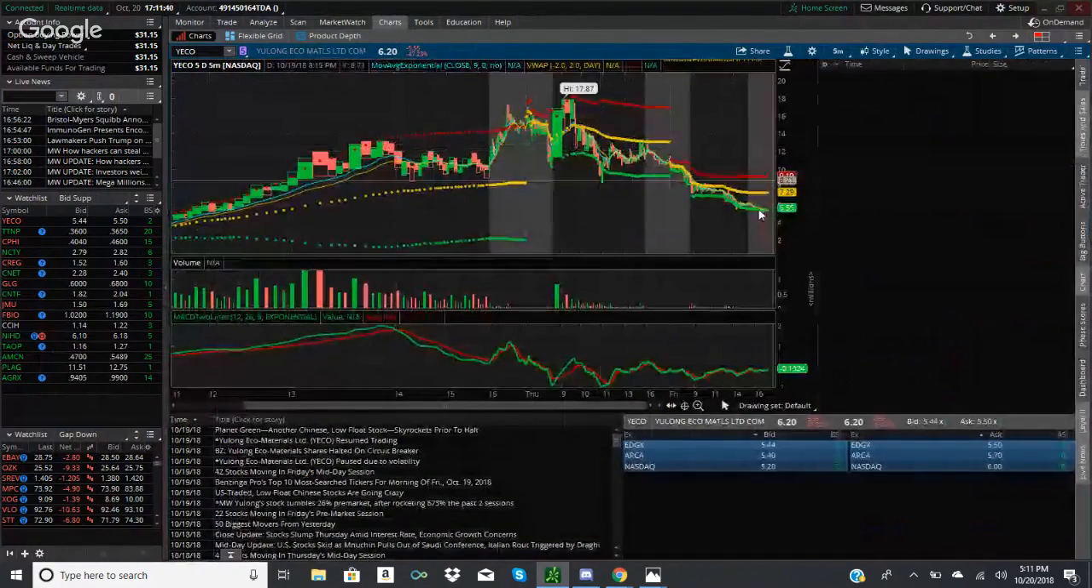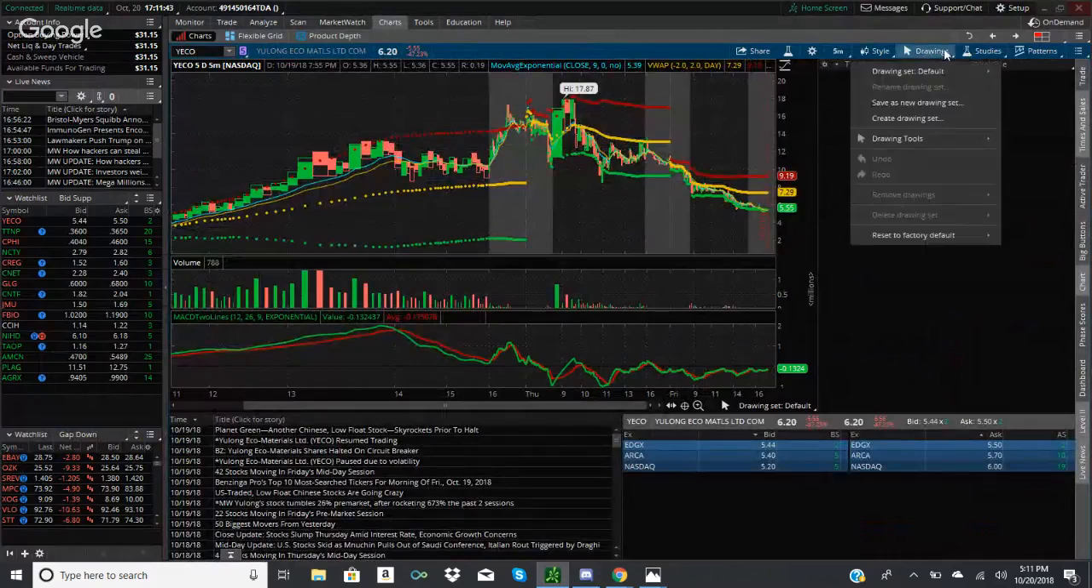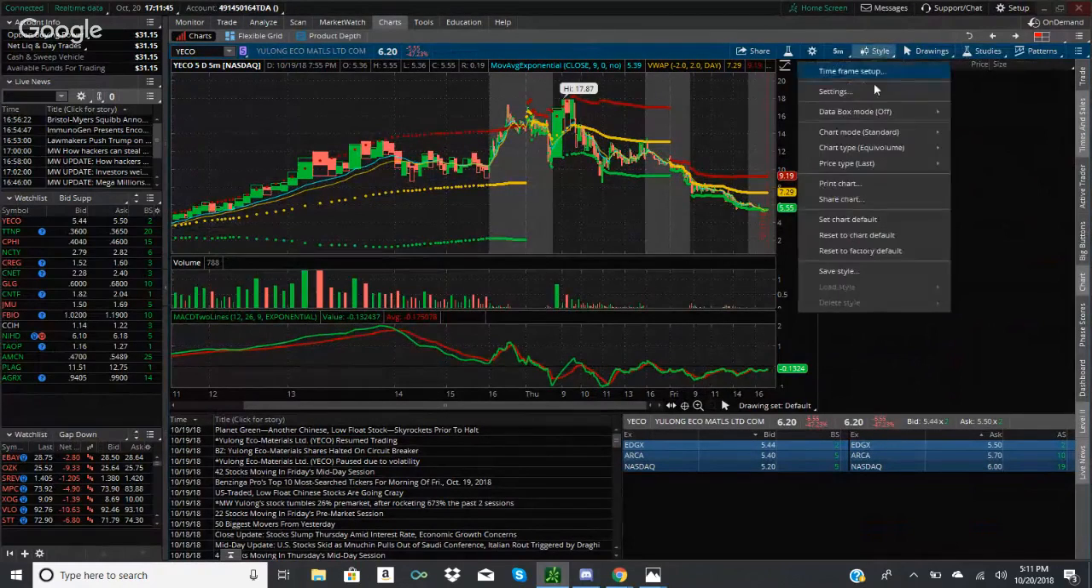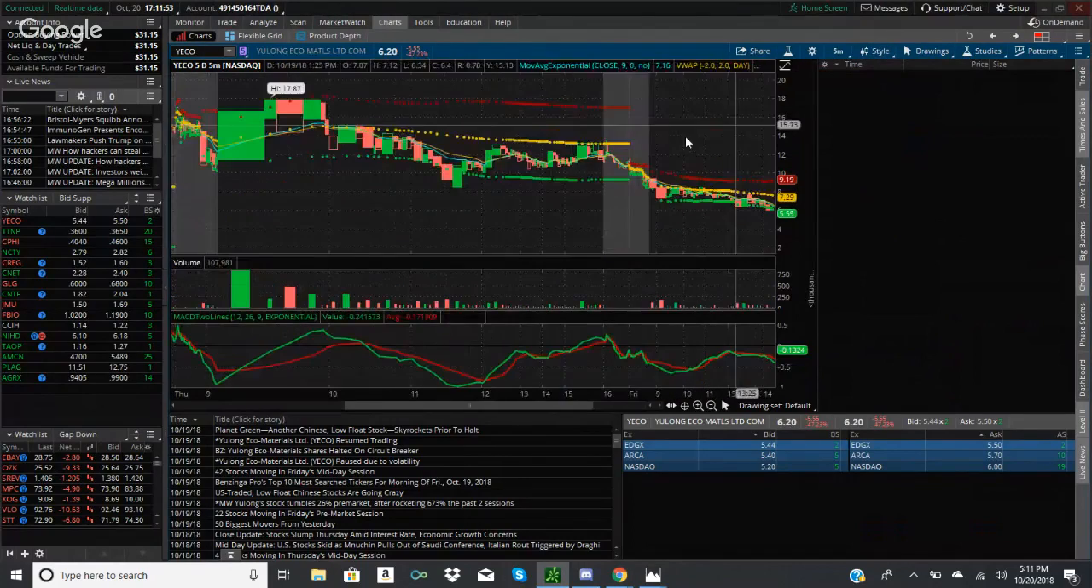And I have all my charts set up. We've got drawing studies, no style. This is the equivolume. Kind of makes it easier. That way, you guys, I don't know if you're on mobile or not, but it makes it easier for you to see that this is a volume bar. It's basically putting the volume in the actual candlestick itself.